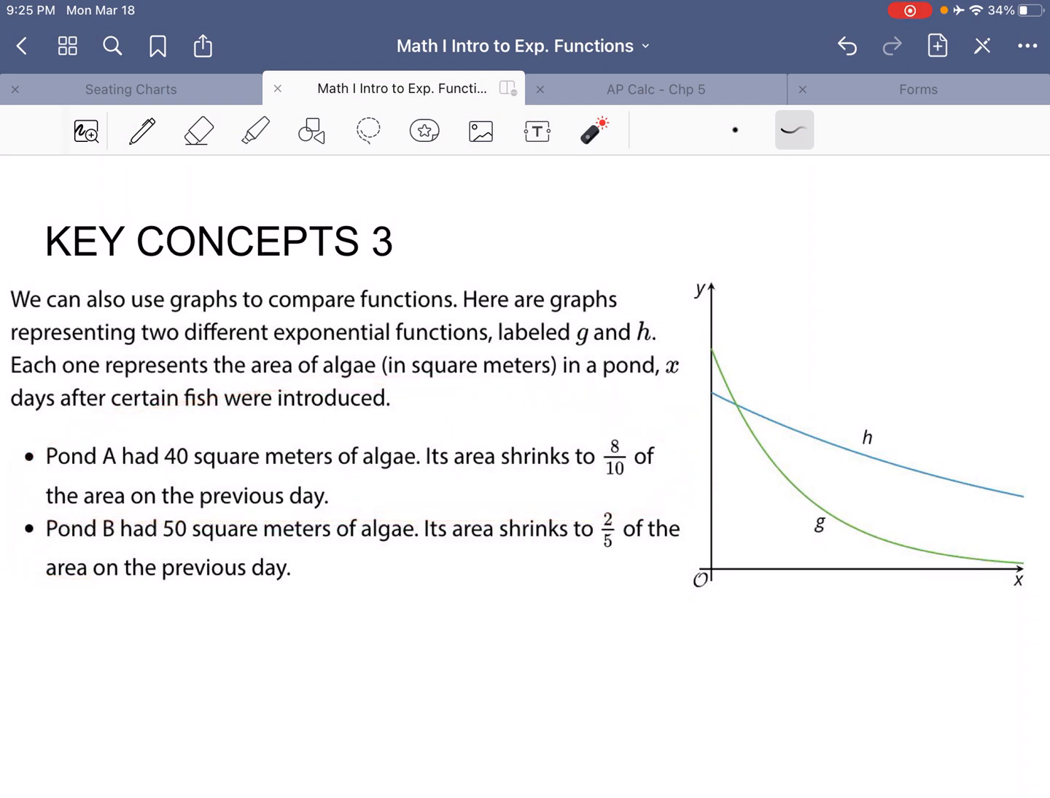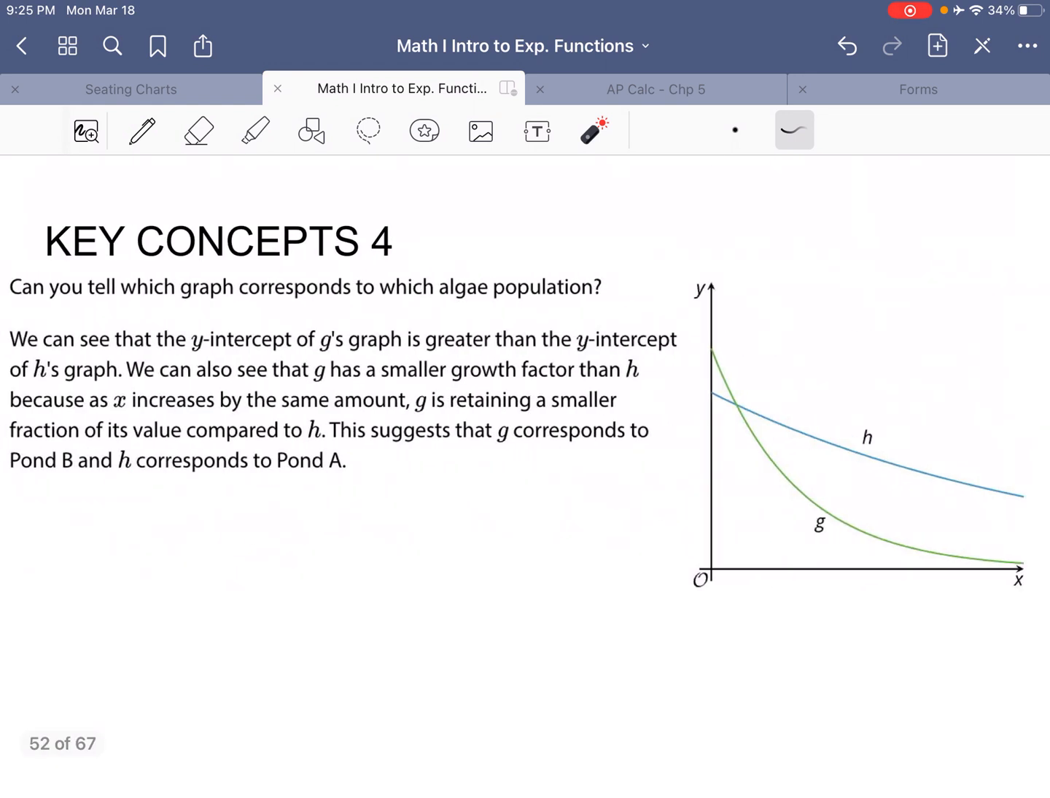Pond A had 40 square meters of algae. Its area shrinks to 8/10 of the area of the previous day. Pond B had 50 square meters of algae. Its area shrinks to 2/5 of the area of the previous day. Can you figure out which graph goes with which pond? Remember, starting value. Which one's decaying faster?